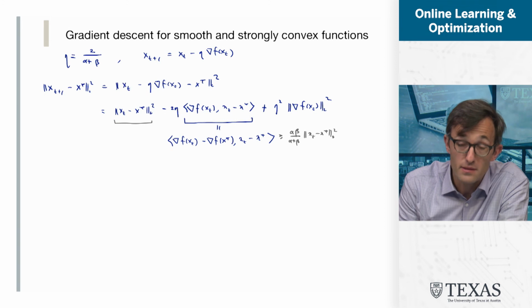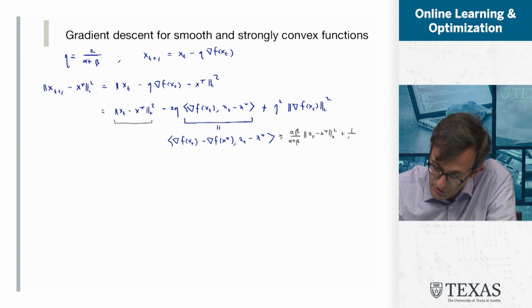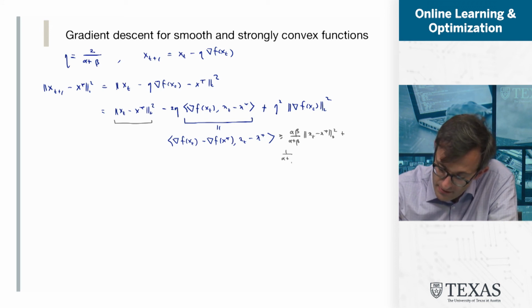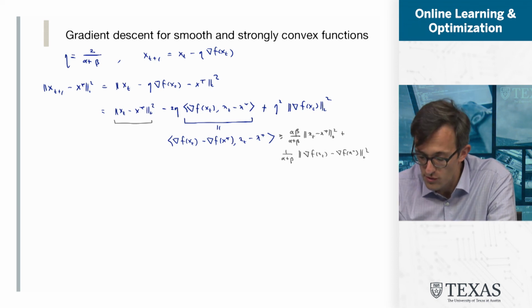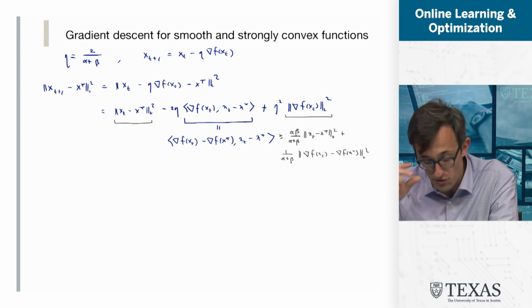This is good because that's going to merge with this, plus 1 over alpha plus beta times the difference of the gradients, gradient of f of xt minus gradient of f of x star squared. Remember, gradient of f of x star is just 0. So this term here is going to help me deal with this term.